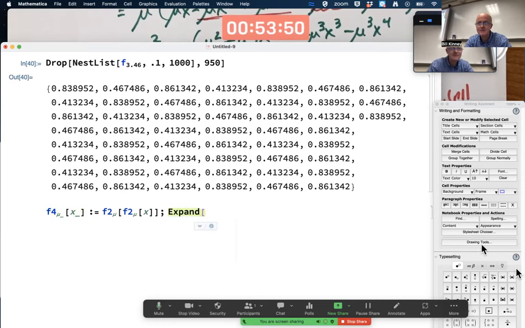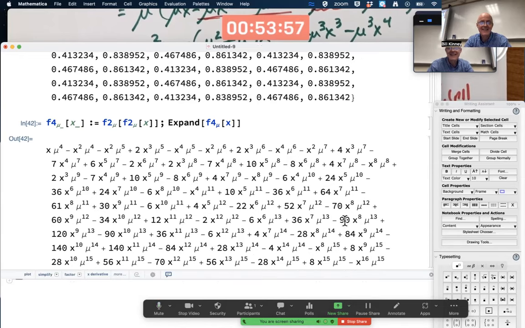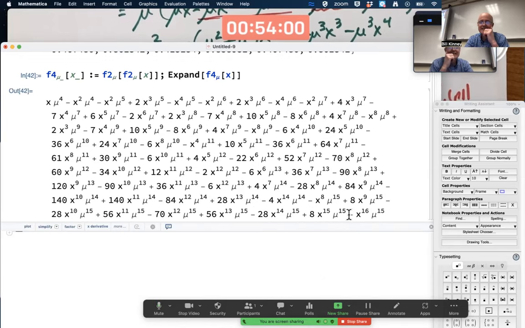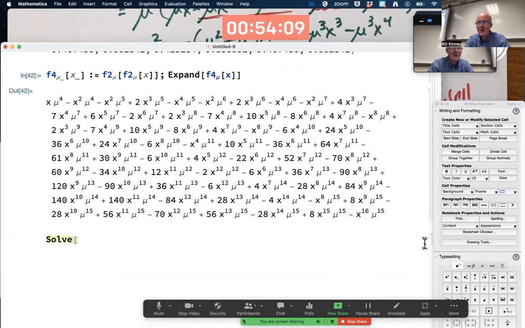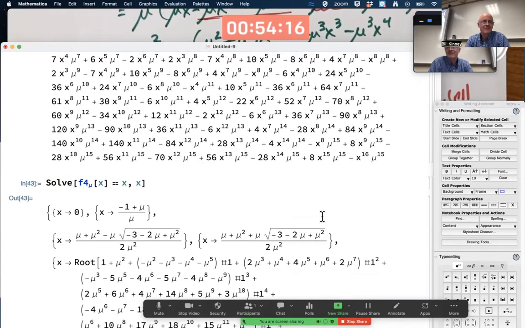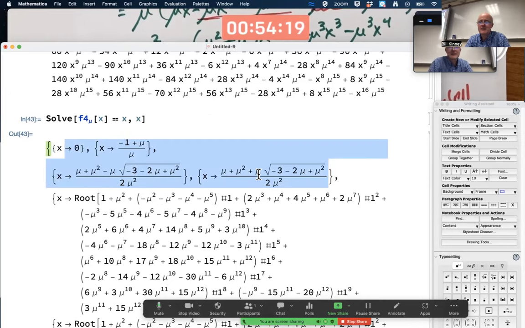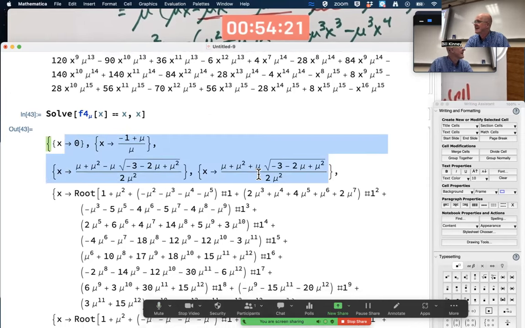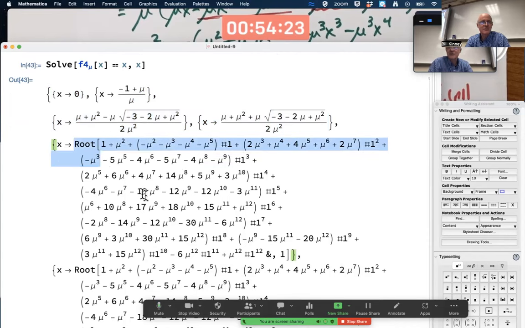What is its formula? We really want to see it? Yeah, I can't resist. There's its beautiful formula. It's a 16th degree polynomial. Can Mathematica find its fixed points? Well, sort of. Four of them are easy to find. They're the same 4 as before. The rest are written with this root thing in there.